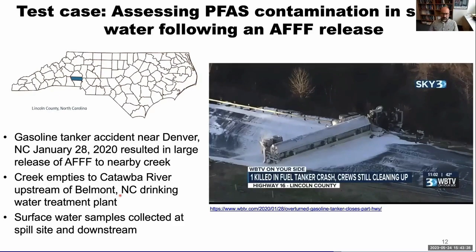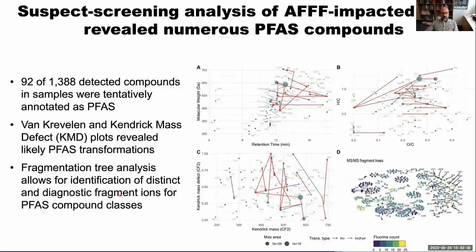So we went and sampled surface water samples at the spill site and downstream for PFAS and used our non-target method for that. What we found is that of the about 1,400 compounds that we're able to detect in our analysis, 92 of those were tentatively identified as PFAS. And so what we can do is actually use our molecular network analysis to find out some things about what's happening to these PFAS in the samples.